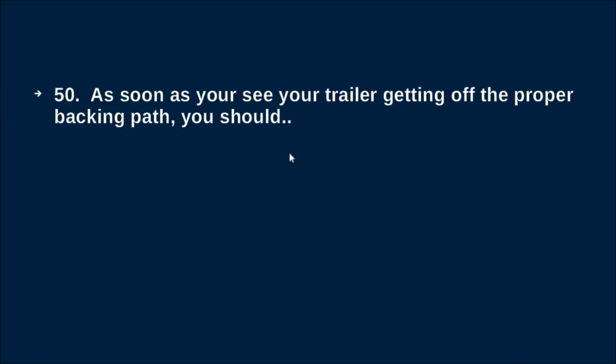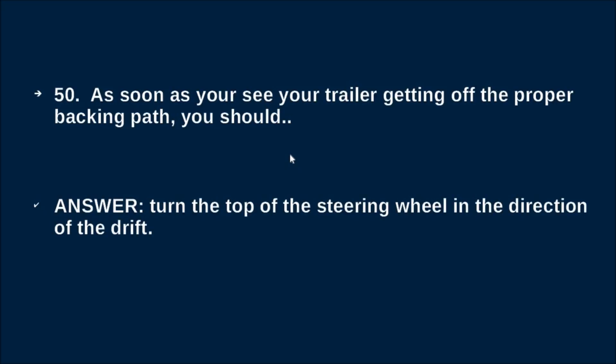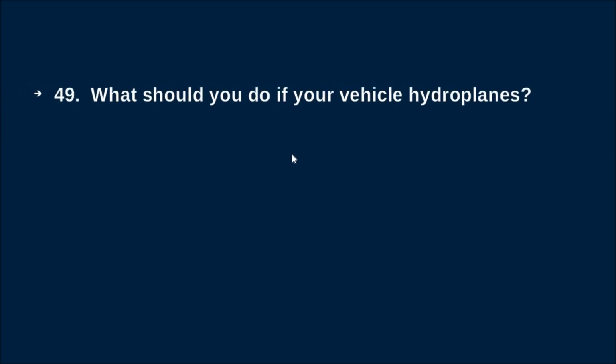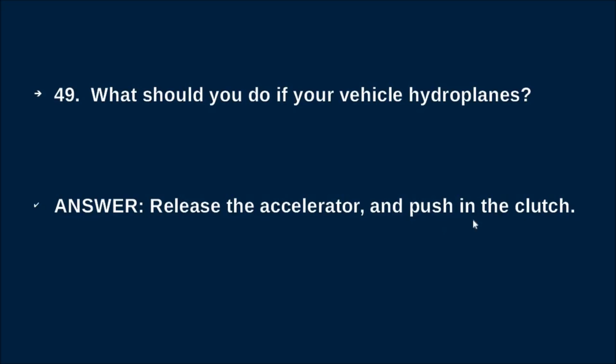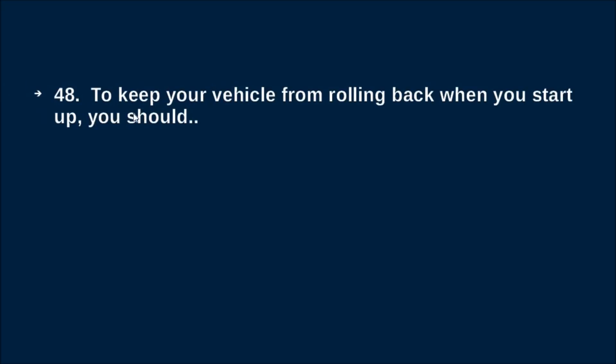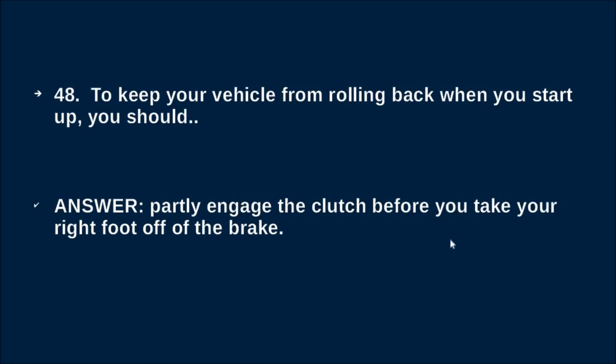As soon as you see your trailer getting off the proper backing path, you should turn the top of the steering wheel in the direction of the drift. What should you do if your vehicle hydroplanes? Release the accelerator and push in the clutch. To keep your vehicle from rolling back when you start up, you should partly engage the clutch before you take your right foot off of the brake.